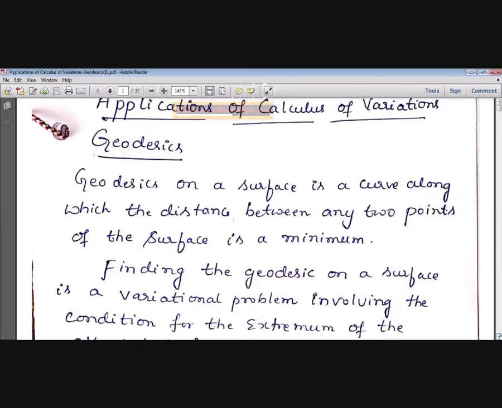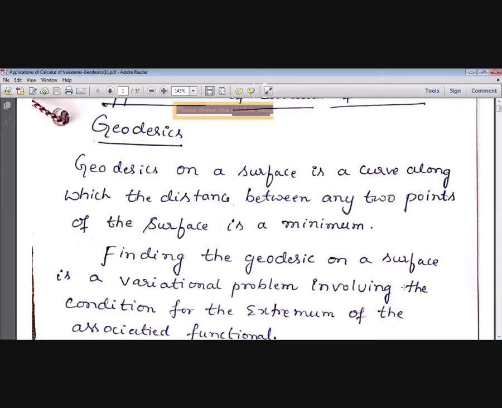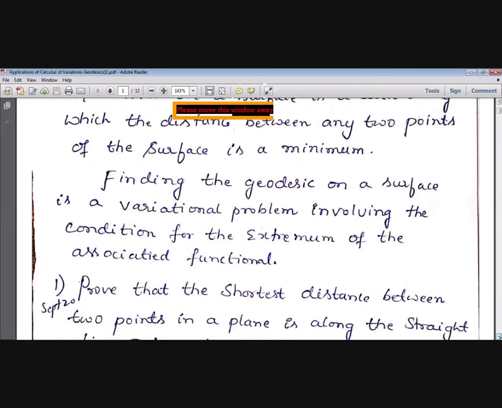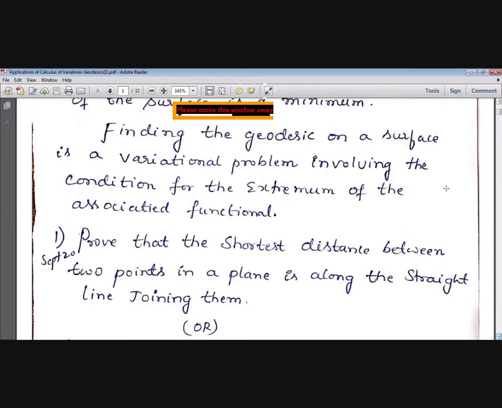Finding the geodesic on a surface is a variational problem involving the condition for the extremum of the associated functional. Prove that, this is very important because many times they will ask: prove that the shortest distance between any 2 points in a plane, not on an earth surface, in a plane, is along the straight line joining them. In a plane, if you take any 2 points, what is the shortest distance? That will be the straight line.